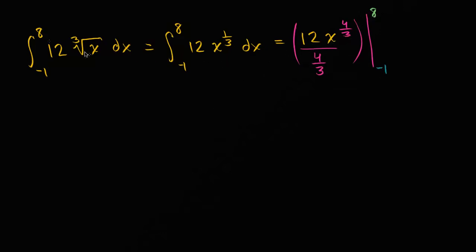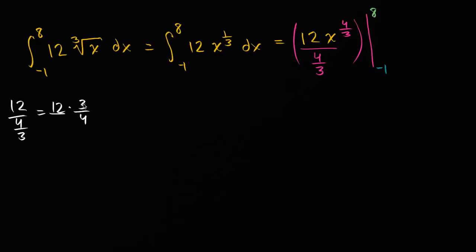And so what is this going to be equal to? Well, actually, let me simplify a little bit more. What is 12 divided by 4/3? So 12 over 4/3 is equal to 12 times 3 over 4, which we could view as 12 over 1 times 3 over 4. 12 divided by 4 is 3. So this is going to be equal to 9. 3/4 of 12 is 9.